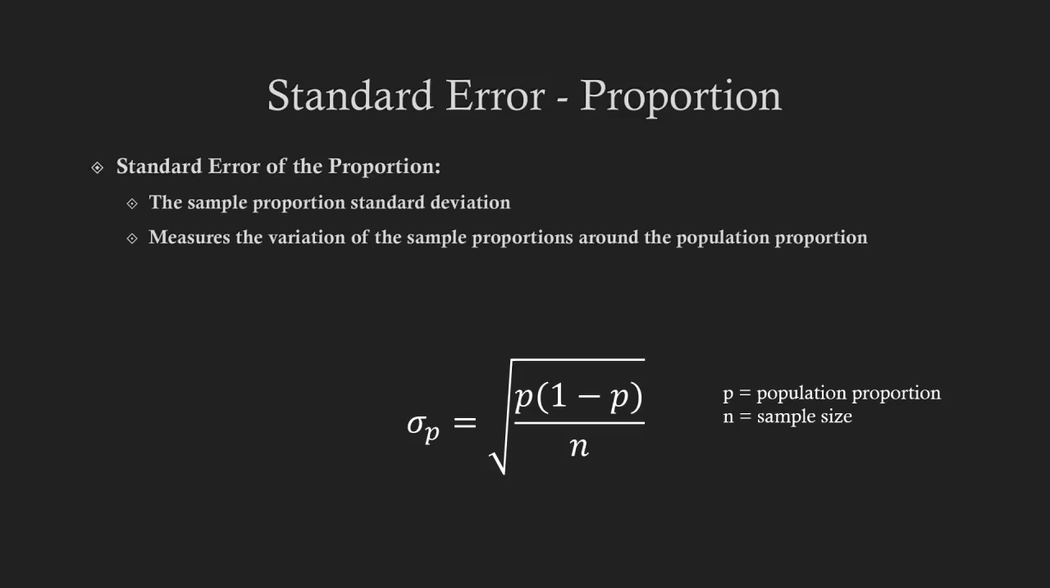Everything is under this radical. So in our numerator, it's p times 1 minus p. Those are our population proportions. We divide that by little n, our sample size. Once we do that division, then we can take the square root of it all, and that gives us our standard error. And once again, we might have to use the finite correction factor depending on how large of a sample we take.